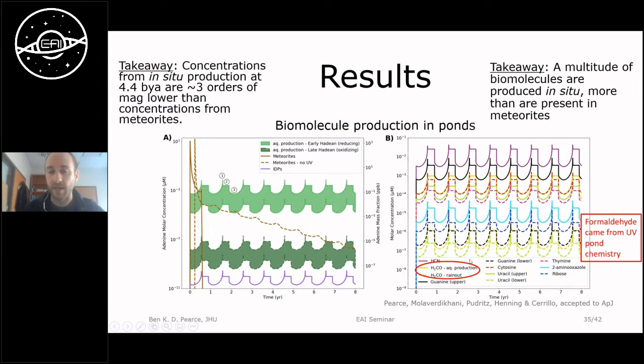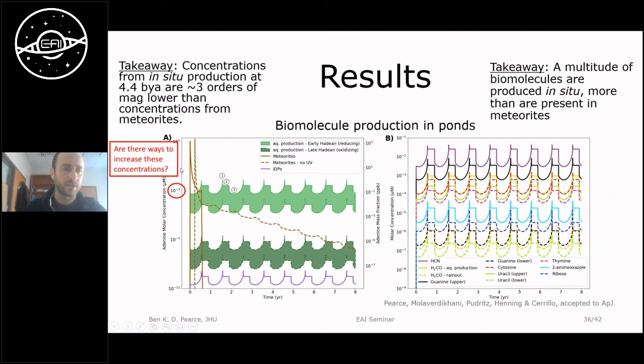The formaldehyde, I mentioned that we were interested in seeing whether formaldehyde could have come from the atmosphere. Well, formaldehyde from rainout is this dotted line here, and formaldehyde from aqueous production, which is a process where UV light can irradiate hydrogen cyanide in solution and produce formaldehyde, produces about 3 orders of magnitude more formaldehyde than rainout. So formaldehyde likely came during the reducing phase from UV pond chemistry rather than from direct rainout from the atmosphere, which we didn't know before we did this study.